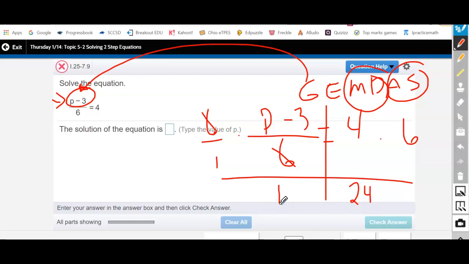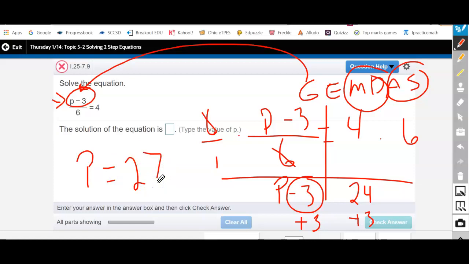And on the left side, I'm left with p minus 3. Now I can get rid of this grouping, which is a minus 3, so we're going to add 3. So p equals 27. All right. So that's 3 examples of the 3 different types of problems you'll run into.